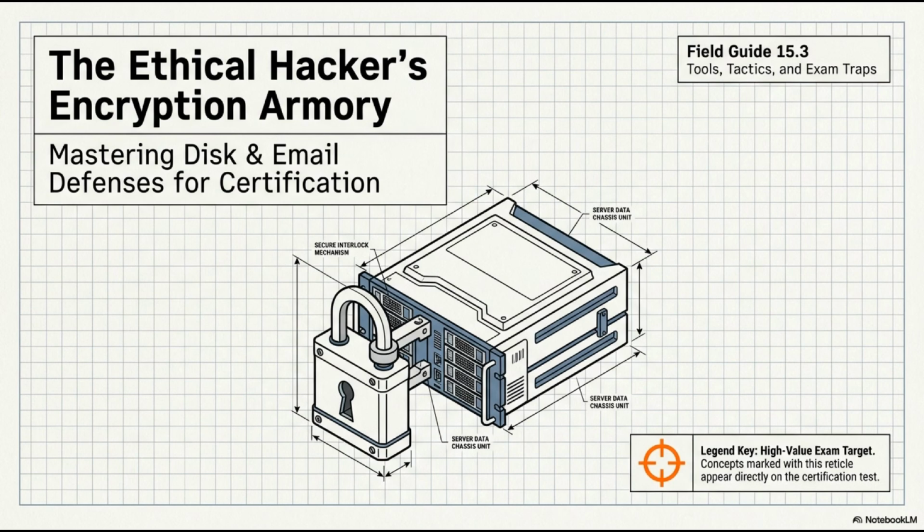Right, the title slide. Looking at the visual for this first slide, we have a heavy-duty server data chassis unit, and it's locked down with a massive padlock. It's a very striking image. It really is, and I also want to call out the legend key in the corner. It features a reticle, like a crosshair symbol. You definitely want to pay attention to that. Exactly. So to the listener, whenever that crosshair symbol appears on a slide, it flags a high-value exam target, which means it's highly likely to show up directly on your tests.